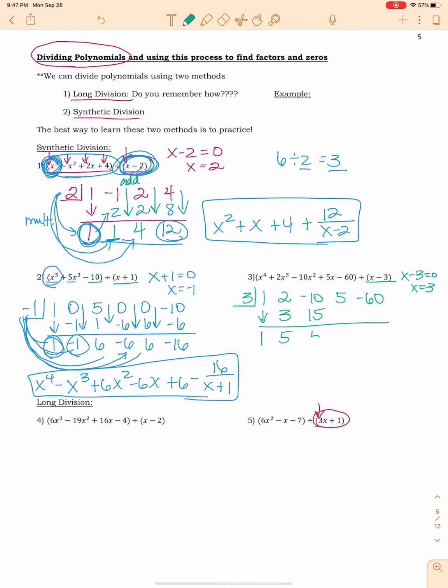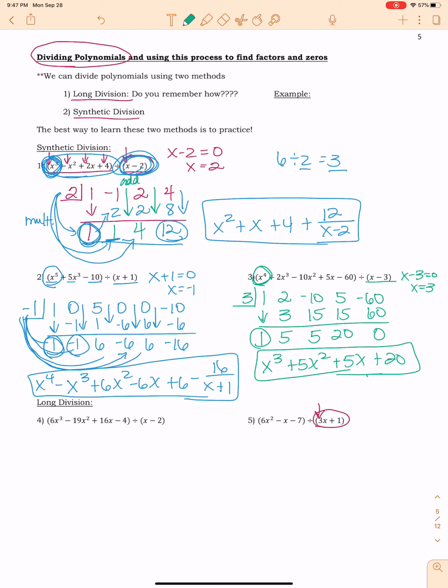Negative 10 plus 15 is positive 5. 3 times 5 is 15. 5 plus 15 is 20. 3 times 20 is positive 60. There we go. Since my first term is x to the 4th, this is 1x cubed plus 5x squared plus 5x plus 20, and we don't have a remainder. We'll learn in the coming videos what it means when you get a 0 right there. So that is how you do synthetic division. And then in the next video, we're going to talk about long division.